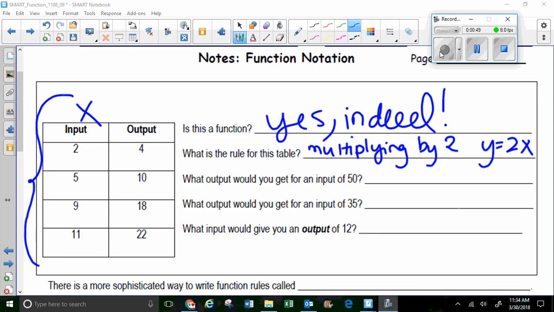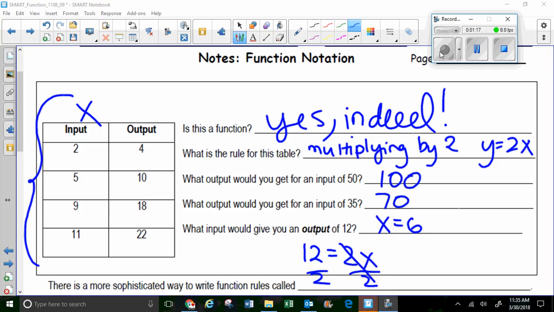So what output would you get for an input of 50? Well, if you multiply 50 by 2, you get 100. What output would you get for an input of 35? Well, 35 times 2 is 70. And now careful here, what input would give you an output of 12? Well, if you work backwards, if the output y is 12, what input would have given you that? Well, if you solve the equation we set up, you would get that x equals 6.